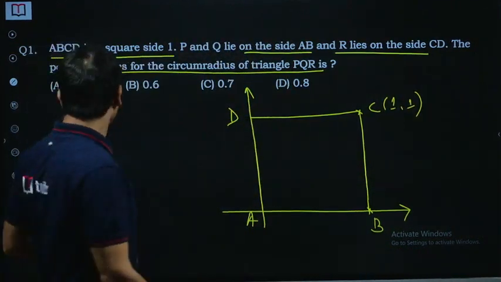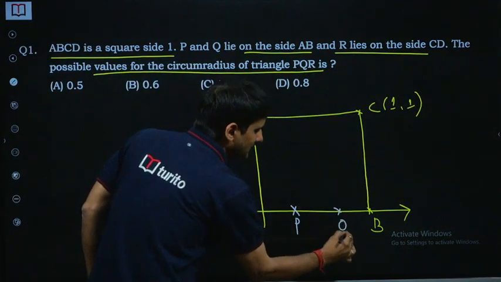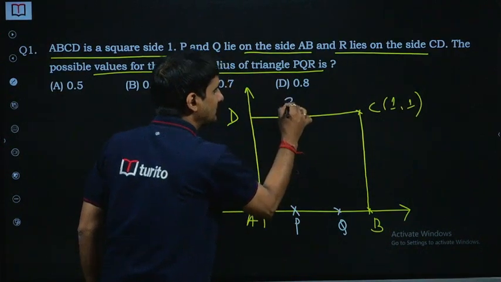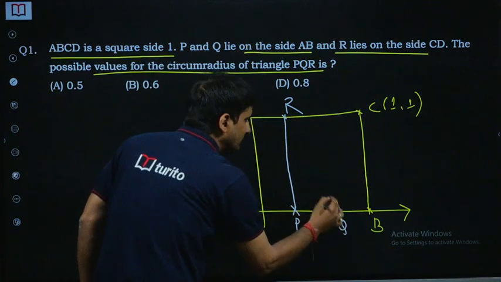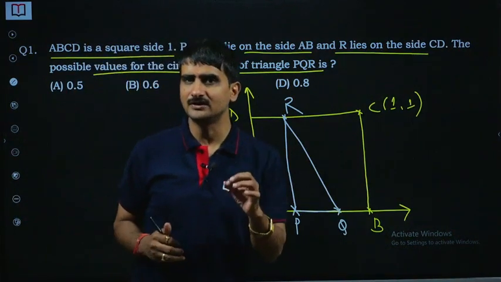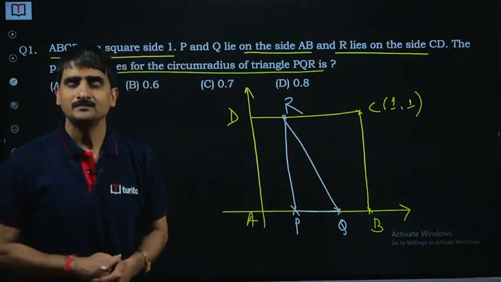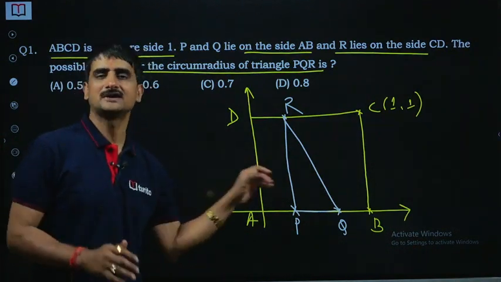Now see, P and Q lie somewhere on AB and R lies somewhere on CD. Of course, we will get a triangle. So the possible values of the circumradius means we need to know the range of the circumradius of this triangle PQR.